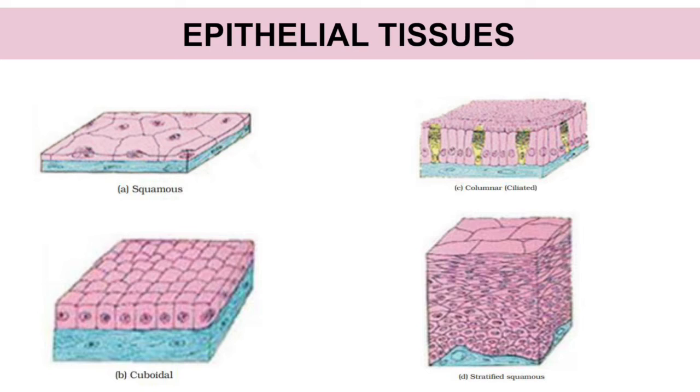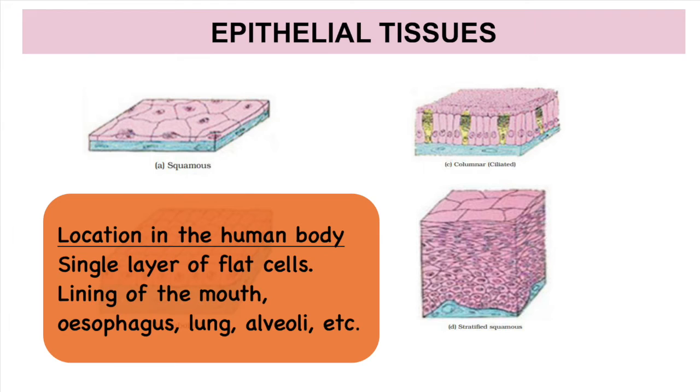So, let's study all these one by one. Epithelial cells can be one of three shapes: squamous or flattened, cuboidal, or columnar. If the epithelium consists of one layer of cells, then it is known as simple epithelium. Stratified epithelium is one which has more than one layer.